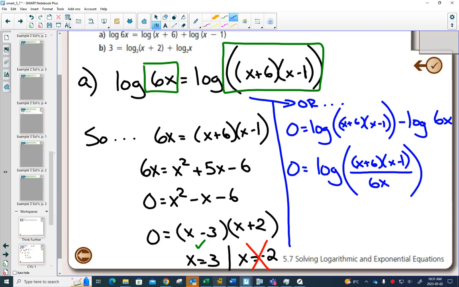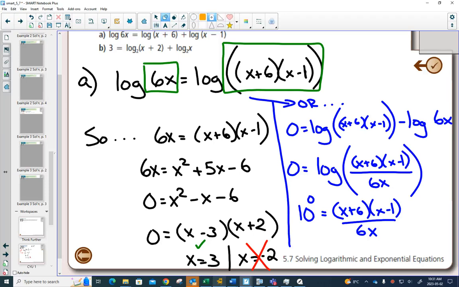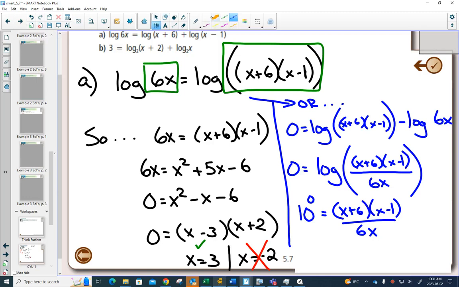We use the definition and we say, what's the base here? The base, since it's not written, is 10. What's the exponent? It's 0. It would equal (x plus 6)(x minus 1) divided by 6x. What is 10 to the 0? 10 to the 0 is 1. So what I'm going to do is (x plus 6)(x minus 1), all divided by 6x.